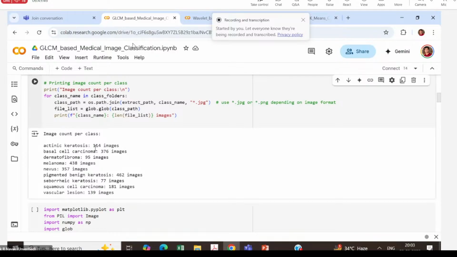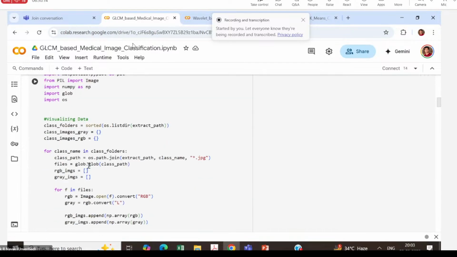You can see that the data set is highly imbalanced. How to deal with this kind of problem, if the data set is highly imbalanced, will be discussed later on. We'll discuss all these things later. But this demonstration is only to show you how to apply GLCM, or how to extract GLCM based features and pass them to a classifier to solve a classification problem.